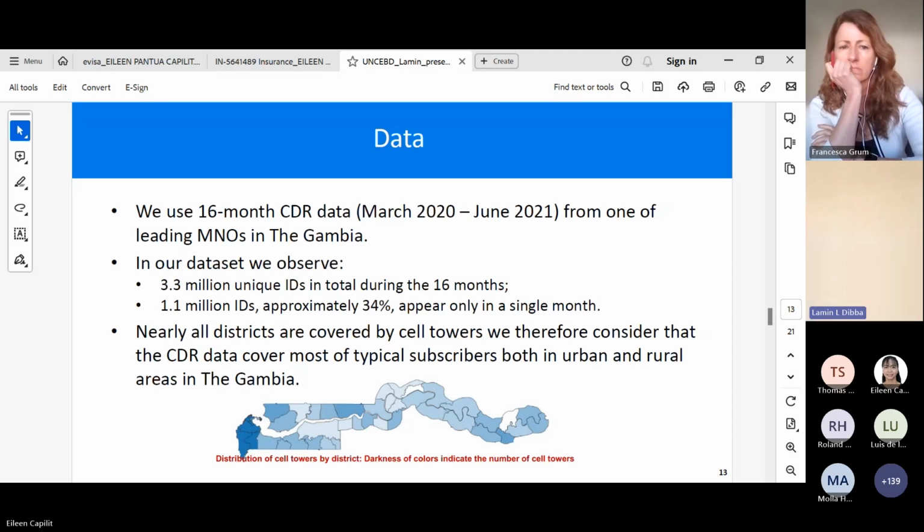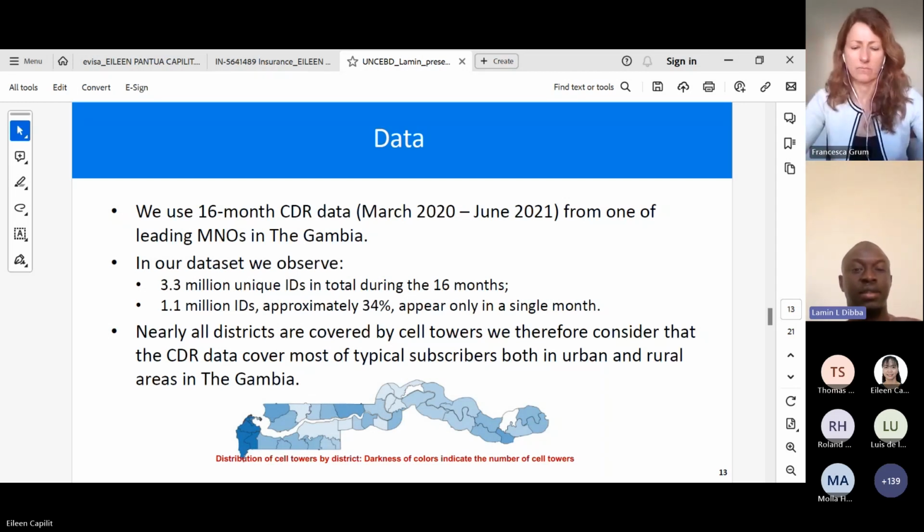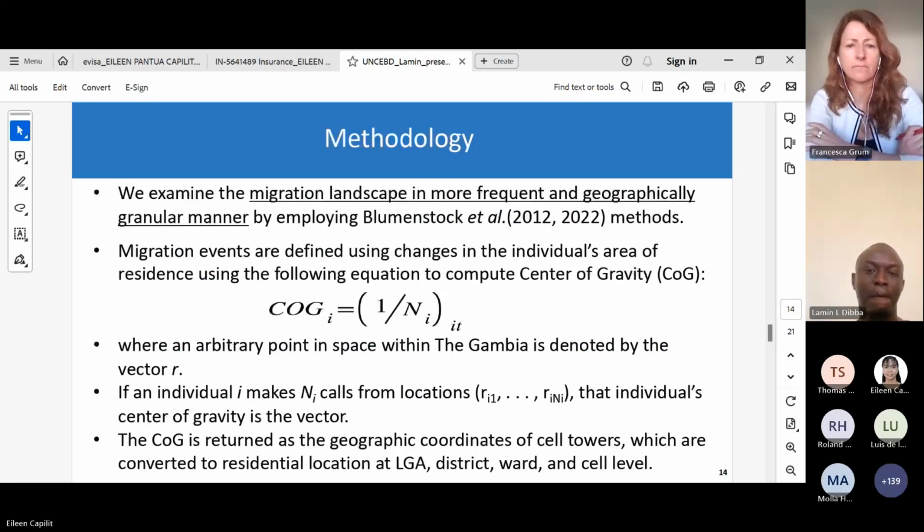And this has about 3.3 million unique IDs, but 34% of these data have only 1 month of data. But then looking at the distribution, we saw that nearly the entire country was covered by cell towers. So almost all at the district level or at the regional level, the entire country is covered by cell towers. So this is a good representation of the dynamics of the population in the Gambia.